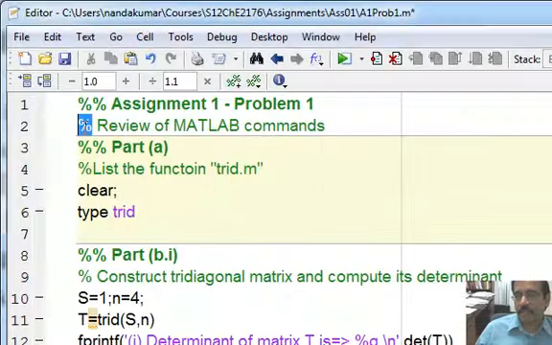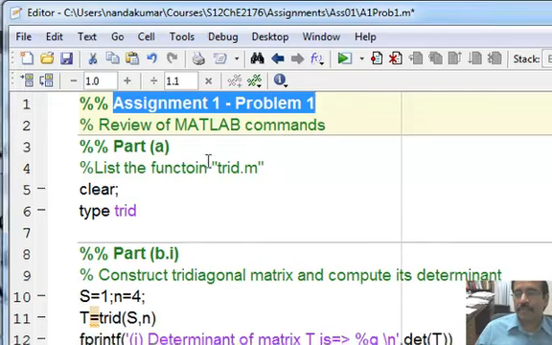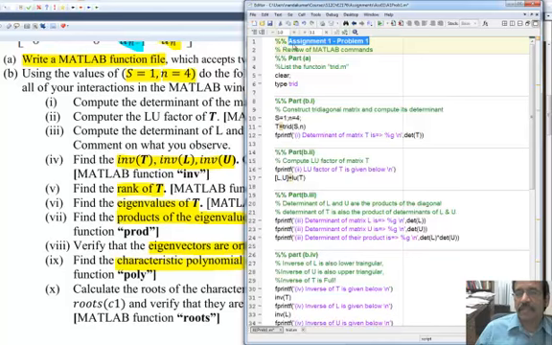Now a % sign is a comment. But if you put 2 % signs followed by exactly one space and then type something, that becomes a demarcation of a cell. A cell is essentially a group of programs that you can execute by itself. So in the first 2 lines, I just have comments saying this is assignment 1, problem 1, review of MATLAB commands. Then I start a next cell. And all I have to do is put the 2 % signs and the space.